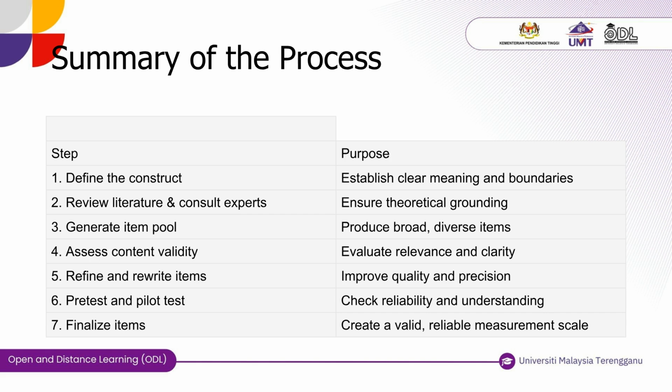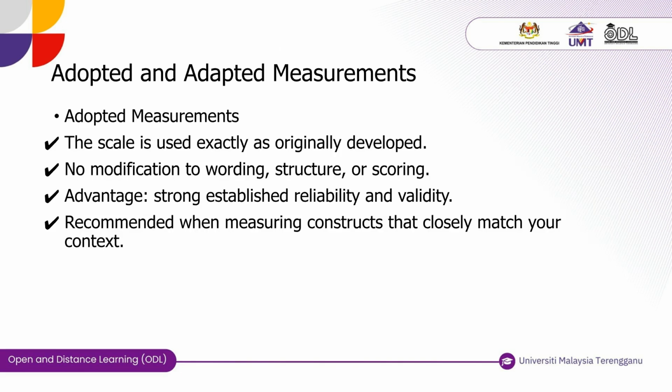This section summarizes the process of measurement selection, focusing on how to use adopted and adapted measurements. Adopted measurements are used exactly as they were originally developed, without modification. The advantage is their strong established reliability and validity. This is recommended when the context closely matches your study.